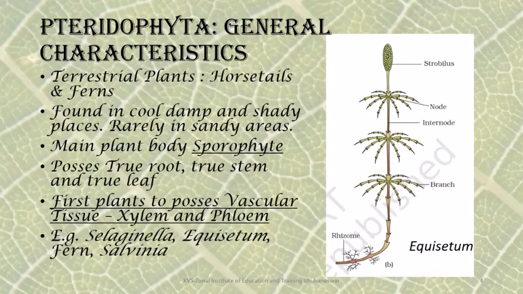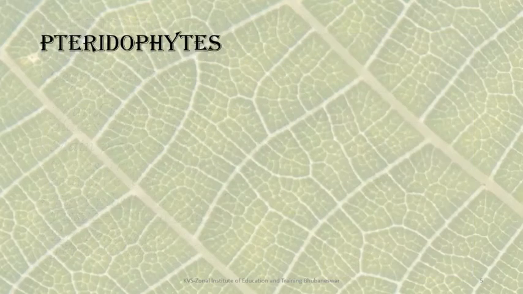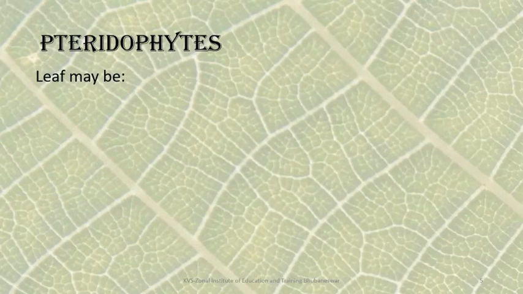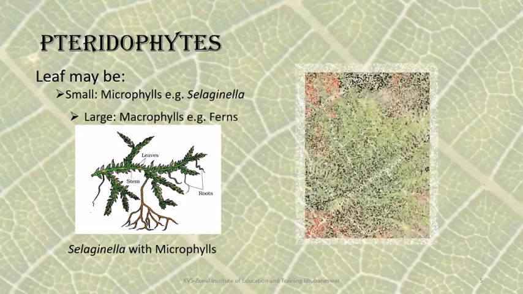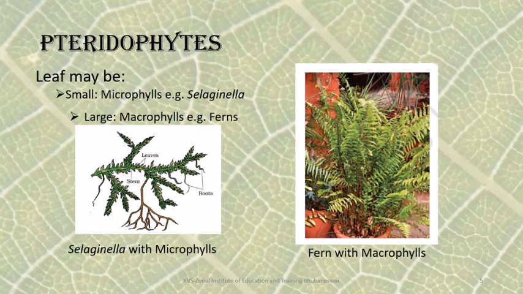Some of the common examples are Selaginella, Equisetum, fern and Salvinia. The diagram you see here is from your book of Equisetum. Now let's start with the vegetative characters. The leaf may be small, which is known as microphylls, example Selaginella, or it may be large, known as macrophylls, as in ferns.